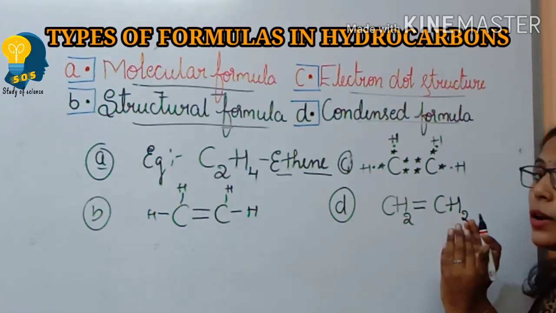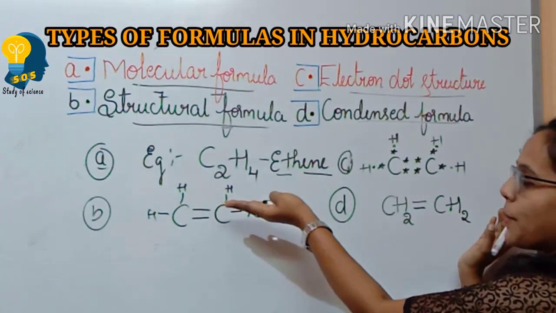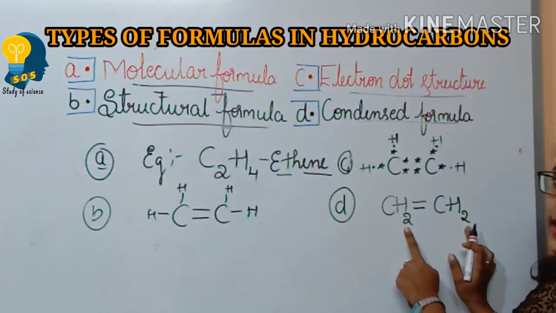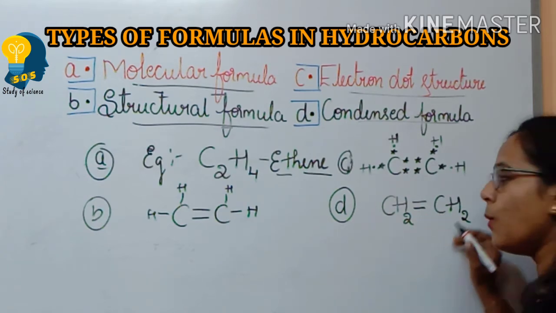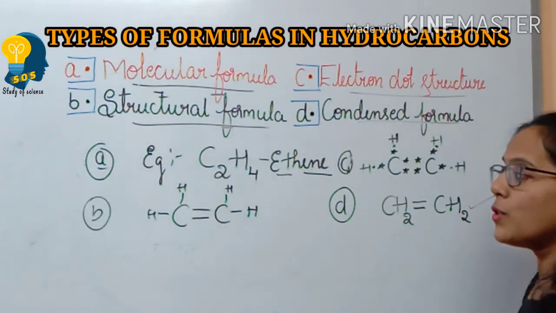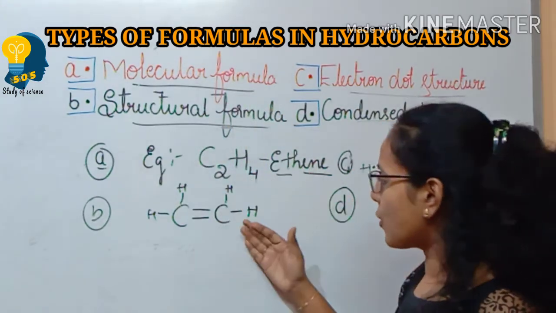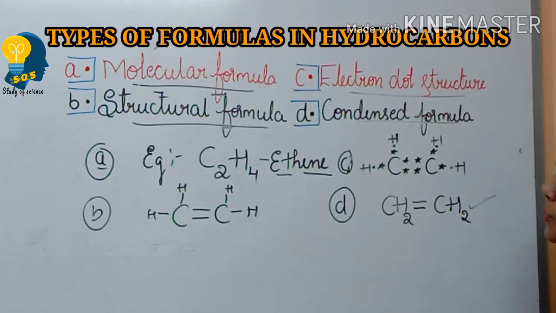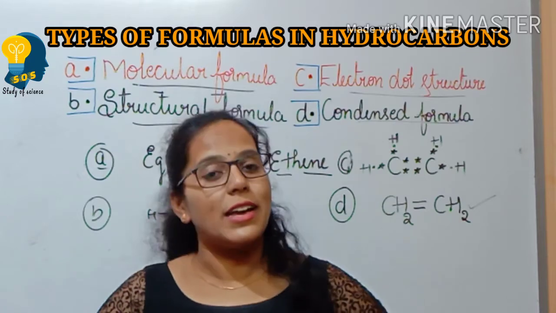See, if you look at this condensed form, it has the same number of carbon atoms, that is 2 carbon atoms. How many hydrogen atoms? 4 hydrogen atoms. As it is an alkene, it also has the double bond between them, right? So this is now correct. The condensed formula for ethene is correct. So now we have understood how to write the molecular formula, structural formula, electron dot structure and the condensed formula as well. So these are the 4 types of formula which we have learnt, right?